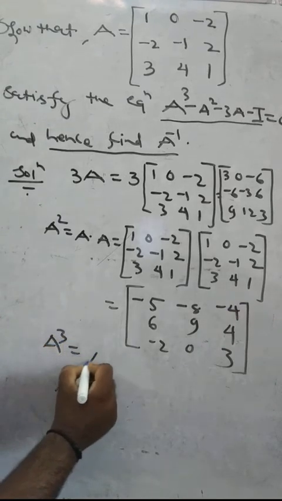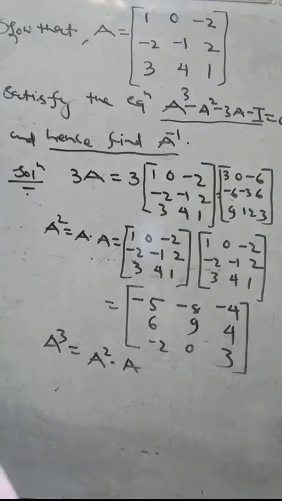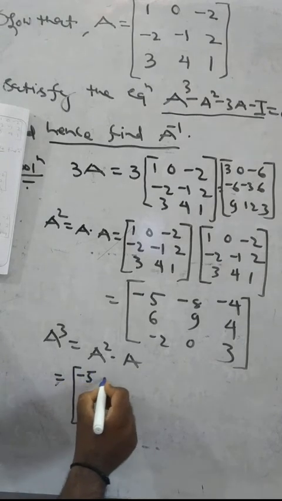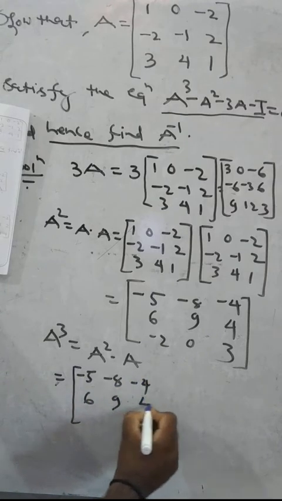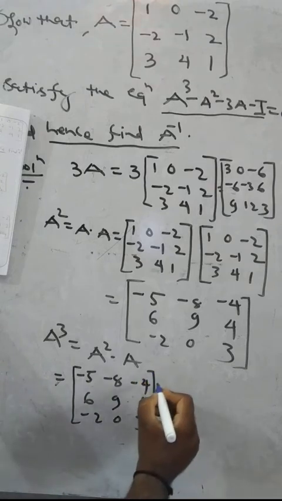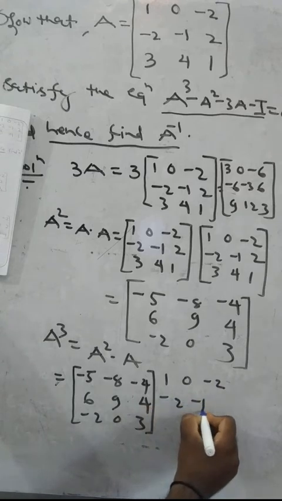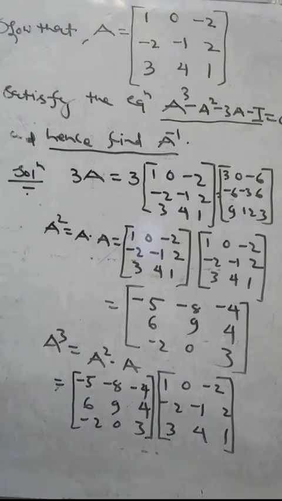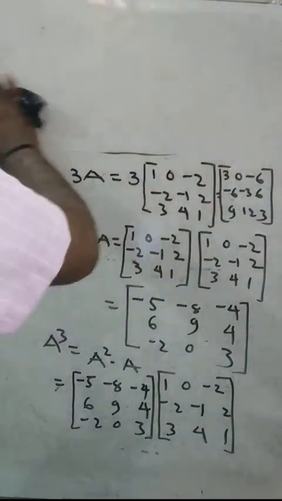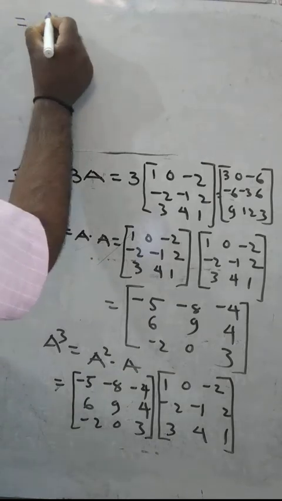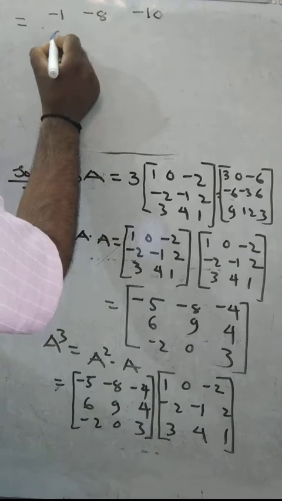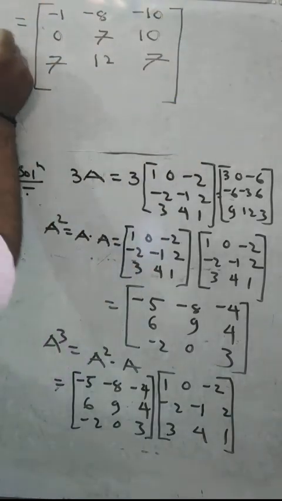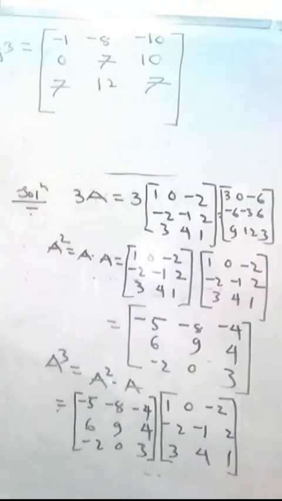Similarly, you can find A cube. A cube must be written as A square into A, and if you perform A square into A, then you get minus 5, minus 8, minus 4; 6, 9, 4; minus 2, 0, 3 multiplied by 1, 0, minus 2; minus 2, minus 1, 2; 3, 4, 1, and after multiplication the value of A cube is equal to minus 1, minus 8, minus 10; 0, 7, 10; 7, 12, 7. This is the value of A cube.